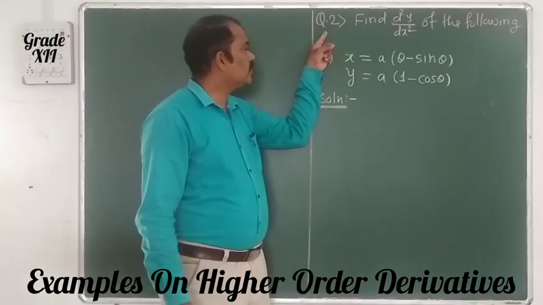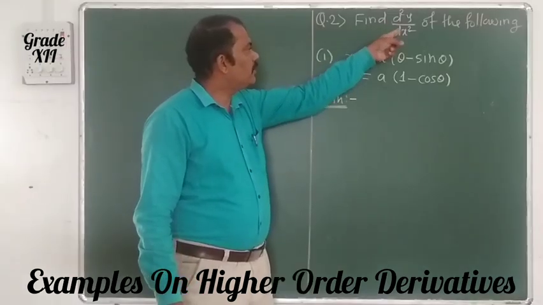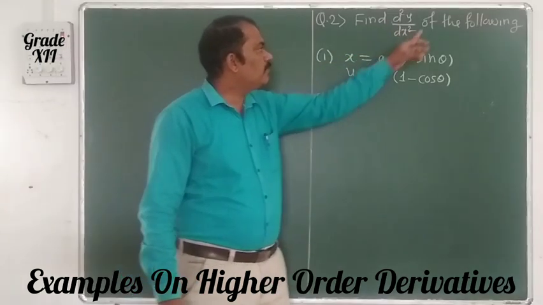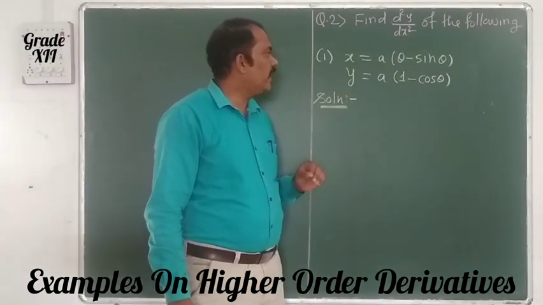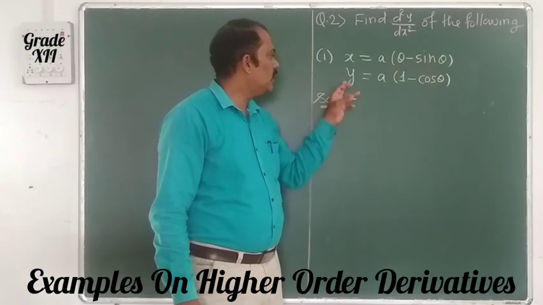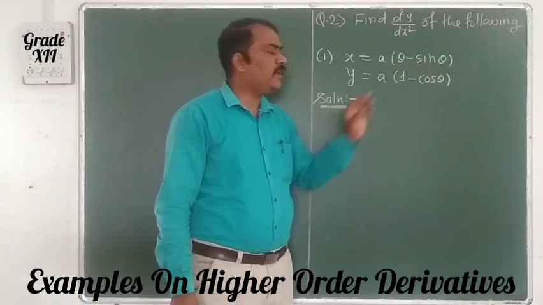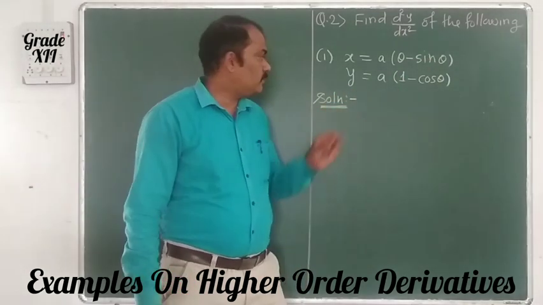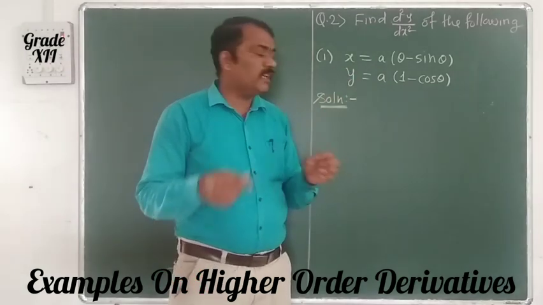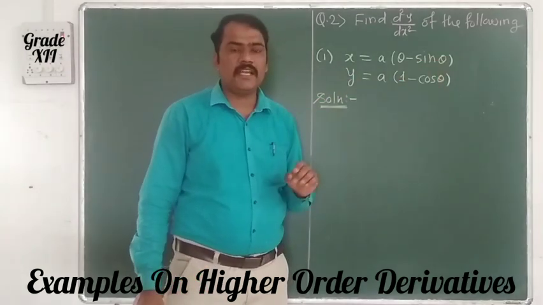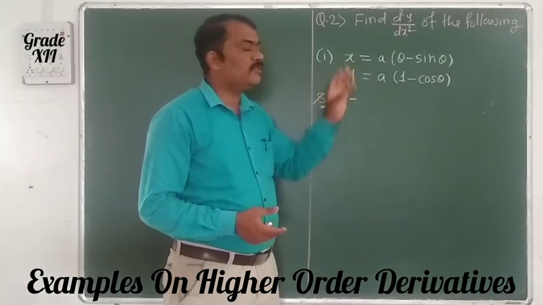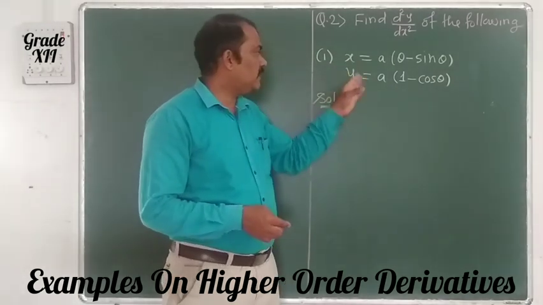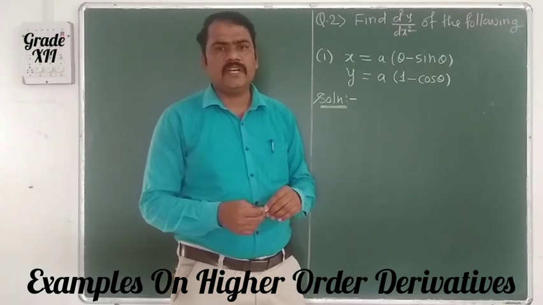See here. Question number second is find d2y by dx square of the following. First example is that x is equal to a into theta minus sin theta, y is equal to a into 1 minus cos theta. These two equations x and y are connected together by the third variable, that is theta. It means that this is an example on the type derivatives of the parametric function. It means that these are the parametric functions.